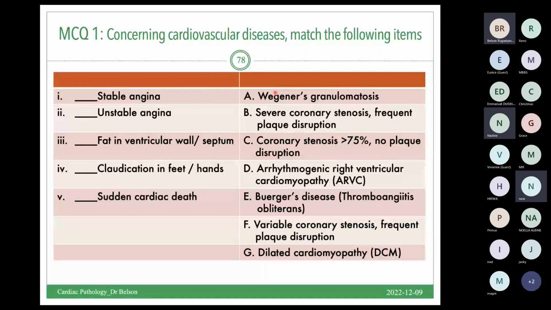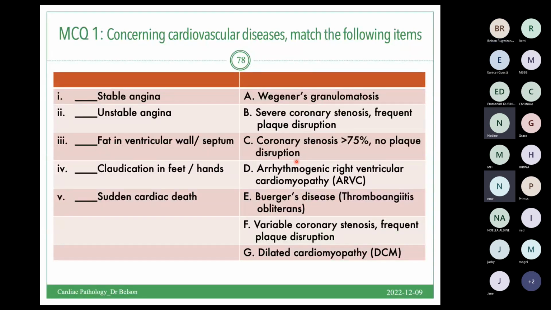So which among these items on the right side can be matched to the first, the second, the third, and the fifth items on the left? So angina pectoris can be matched to which of the features on the right side? Stenosis. Which is stenosis? Because here we have stenosis in B and stenosis in C. Which one?